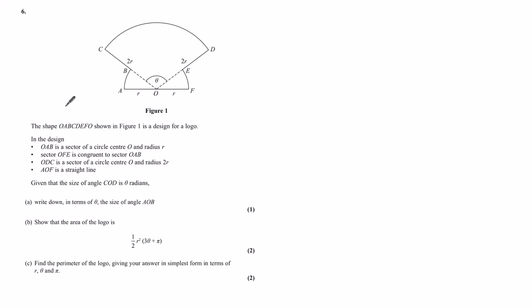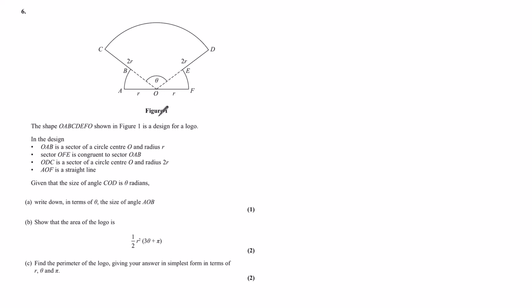Question 6. The shape OABCDEFO, shown in figure 1, is a design for a logo. In the design, OAB is a sector of center O and radius r. Sector OFE is congruent to sector OAB, so these two will have the same area. ODC is a sector of the circle center O and radius 2r, and AOF is a straight line.